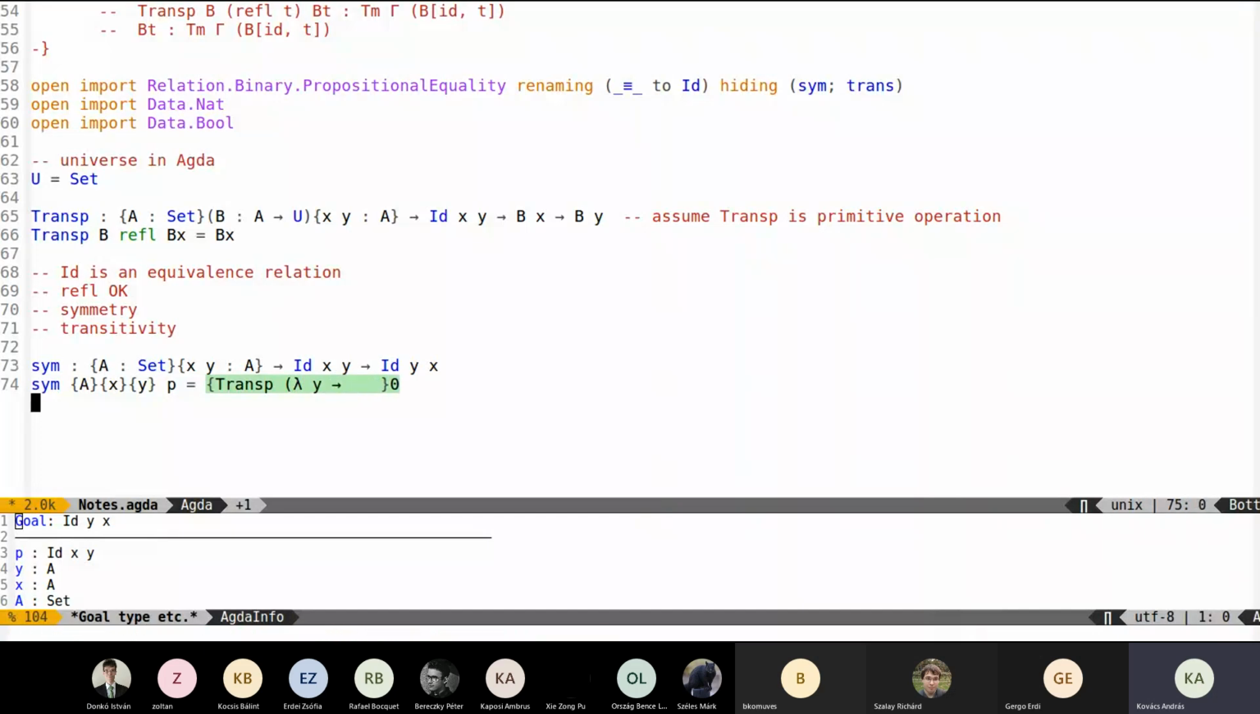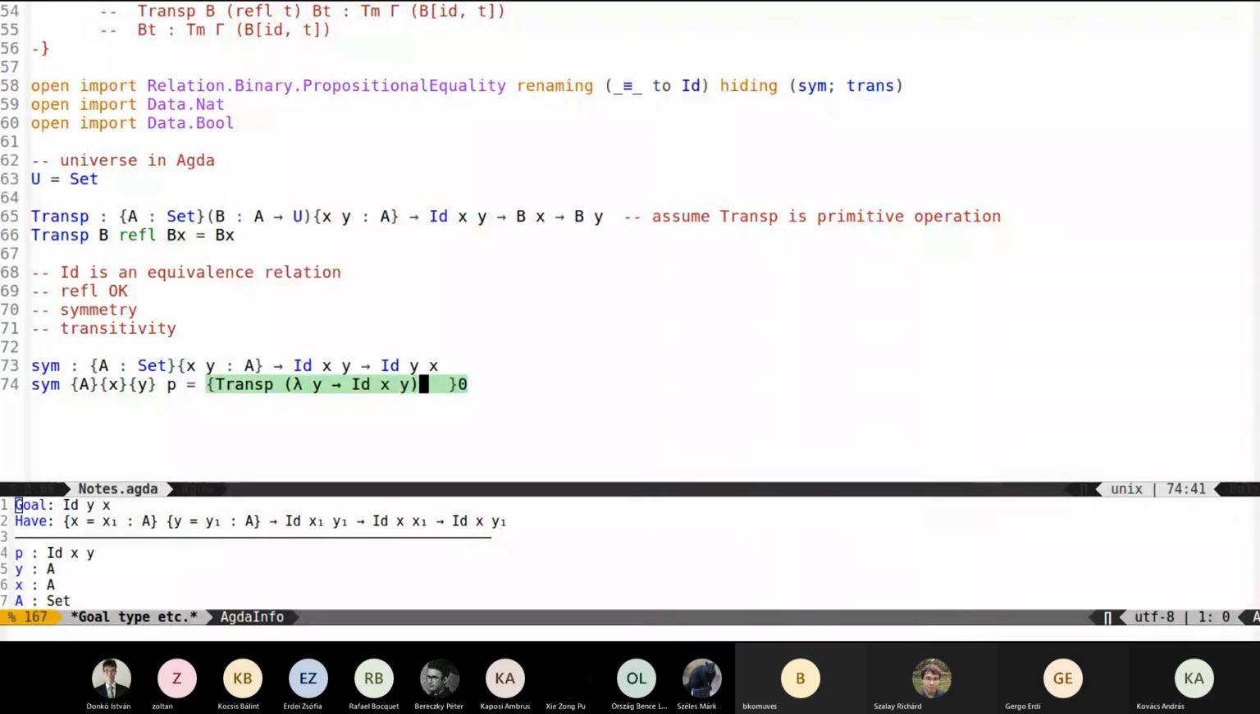So what happens, for example, if I want to do this? Now this is a type which depends on this y, and this is id x of y, where this x comes from the outside, from the outer scope, and this y is what is bound here in this dependency in B. So can I make this work? What happens if I say this?